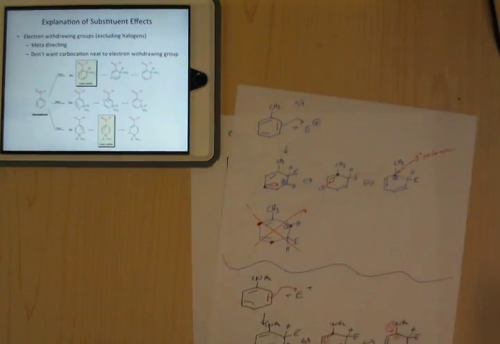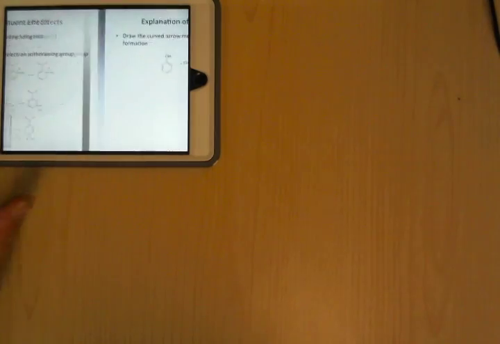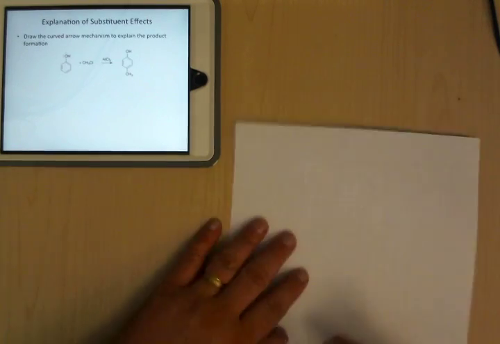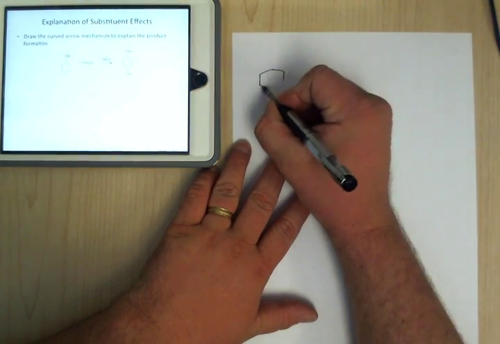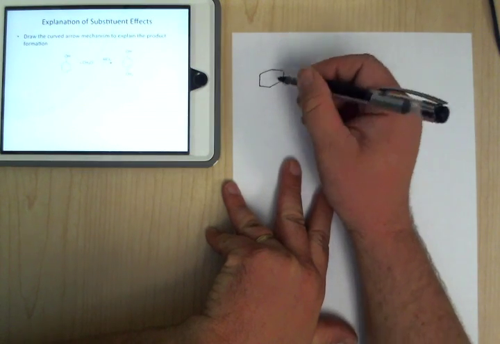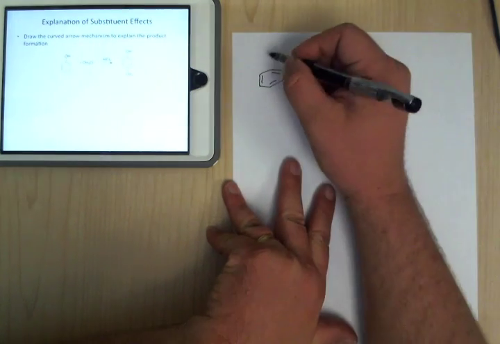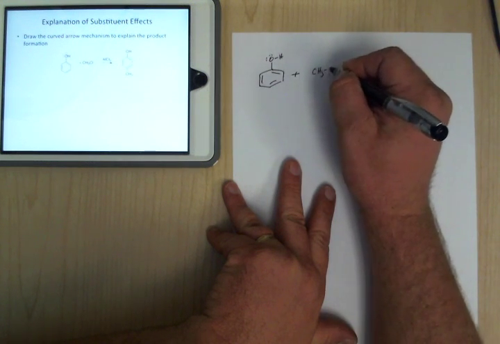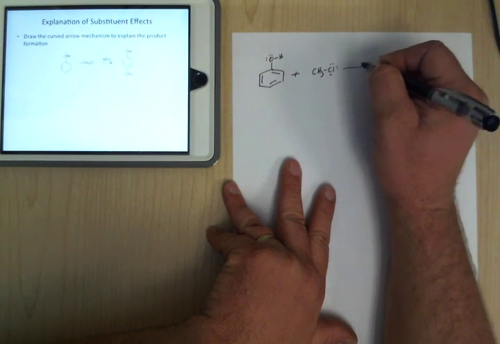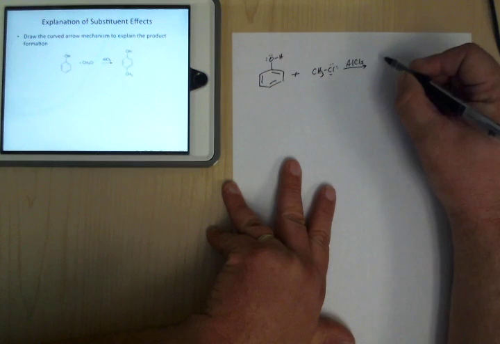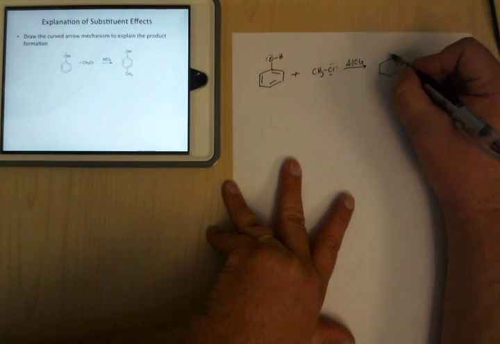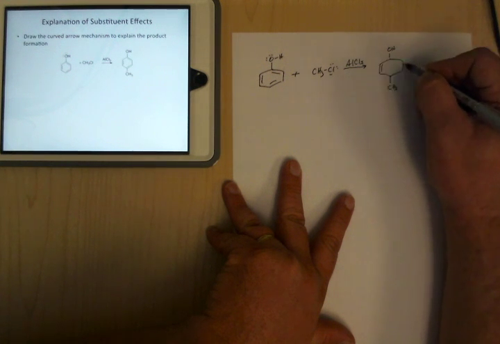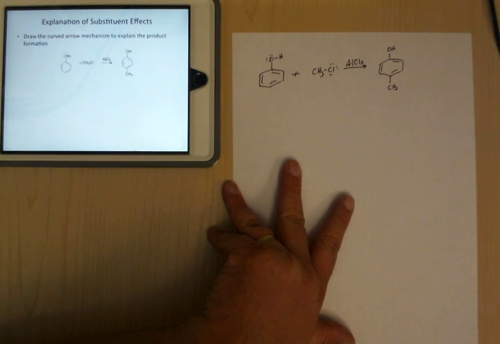Okay, so with that, this we just did. Well, let's go ahead and do it. Let's do the whole kit and caboodle. CH3Cl, AlCl3, and then we're just going to do the para, like that. Okay, what's the first thing that happens?